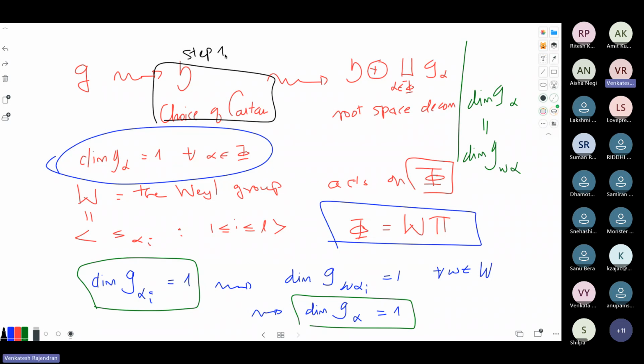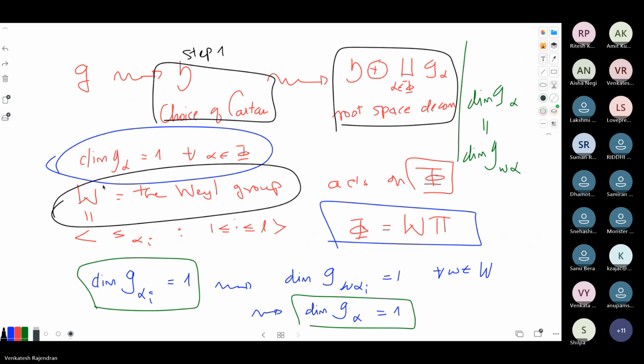Then you need to talk about root space decomposition. Then you need to make some observations about the root spaces that you are getting. Then you need to define the Weyl group. And after defining the Weyl group, you should observe that all the roots will be conjugate. And then using that, you make some observations about the roots. So then you conclude. So more or less, this is what happens.